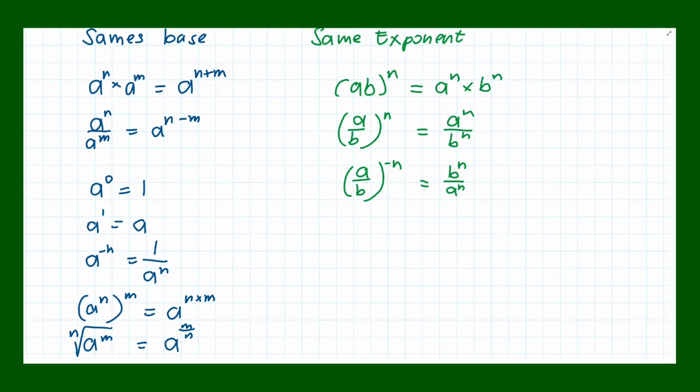Now, on the other hand, when we have different bases raised to the same power, for example, if you multiply them, you can just multiply those different bases and raise them to the same power. If there are fractions, then you just raise the numerator and the denominator separately to that very same power. And if you're raising a fraction to a negative power, you just have to switch the roles of the numerator and the denominator, and you're still raising them to the same power.